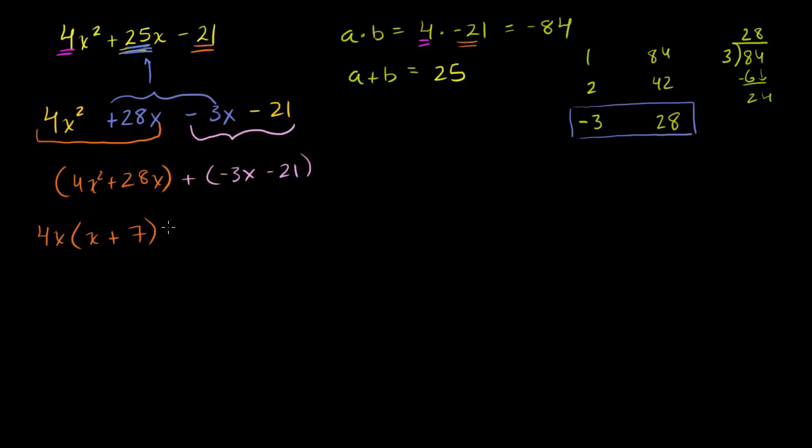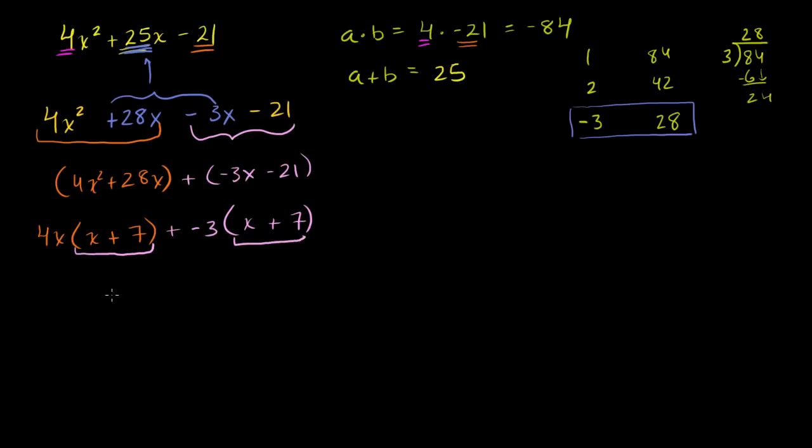Now this second term, remember, you factor out everything that you can factor out. Well, both of these terms are divisible by 3, or negative 3. So let's factor out a negative 3. And this becomes x plus 7. And now something might pop out at you. We have x plus 7 times 4x plus x plus 7 times negative 3.